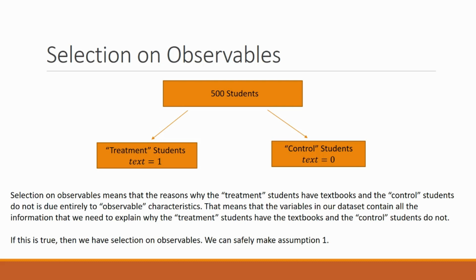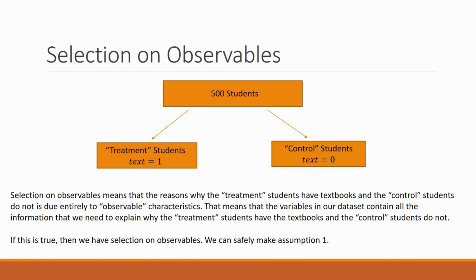The factors that determine who's in this group and who's in this group, those factors are observable. We have data on them. So if we can say that all the factors that determine whether or not a student is here versus here are observable characteristics that we have in our data set, then we have selection on observables.